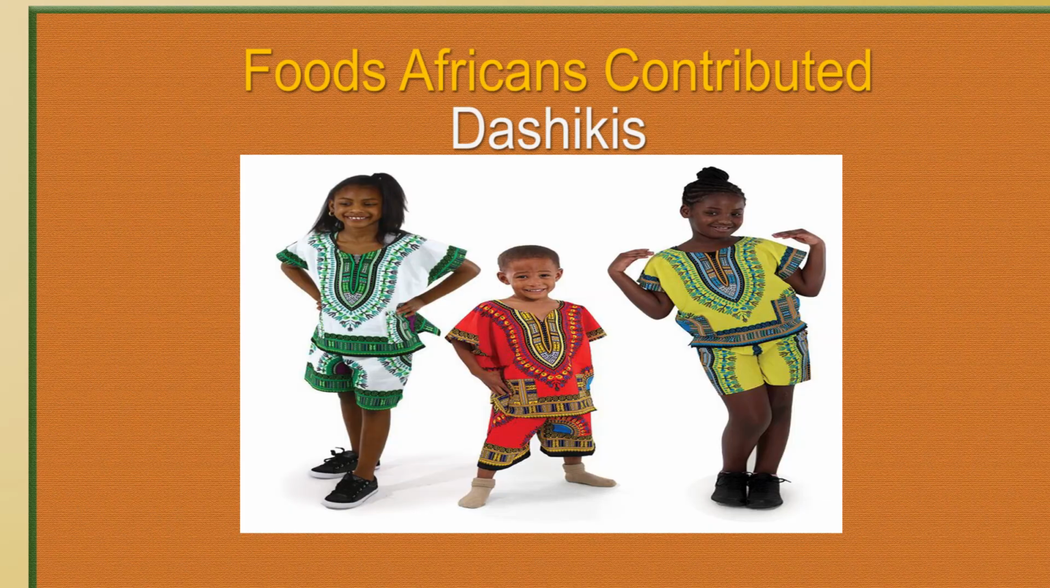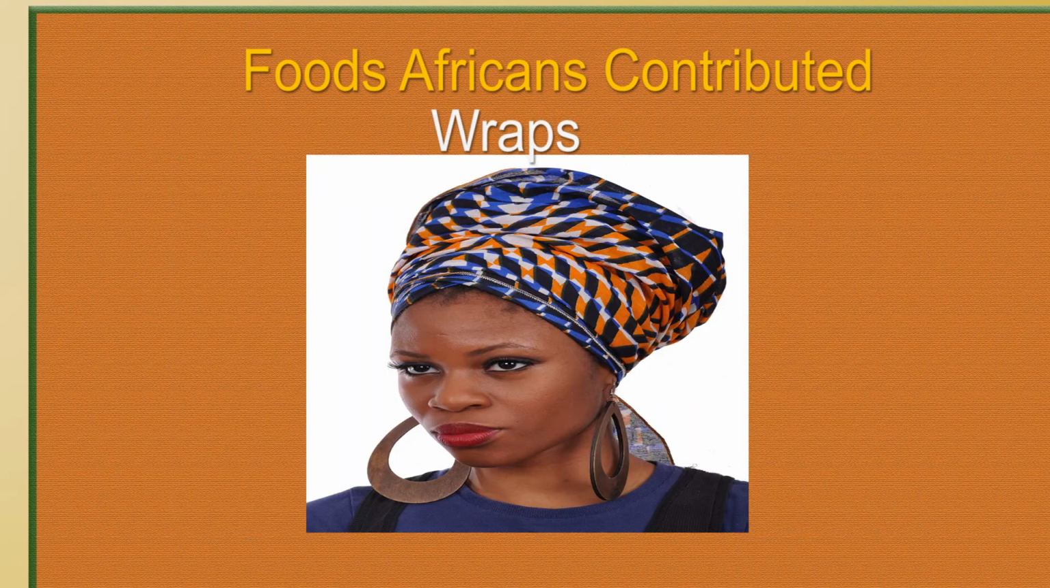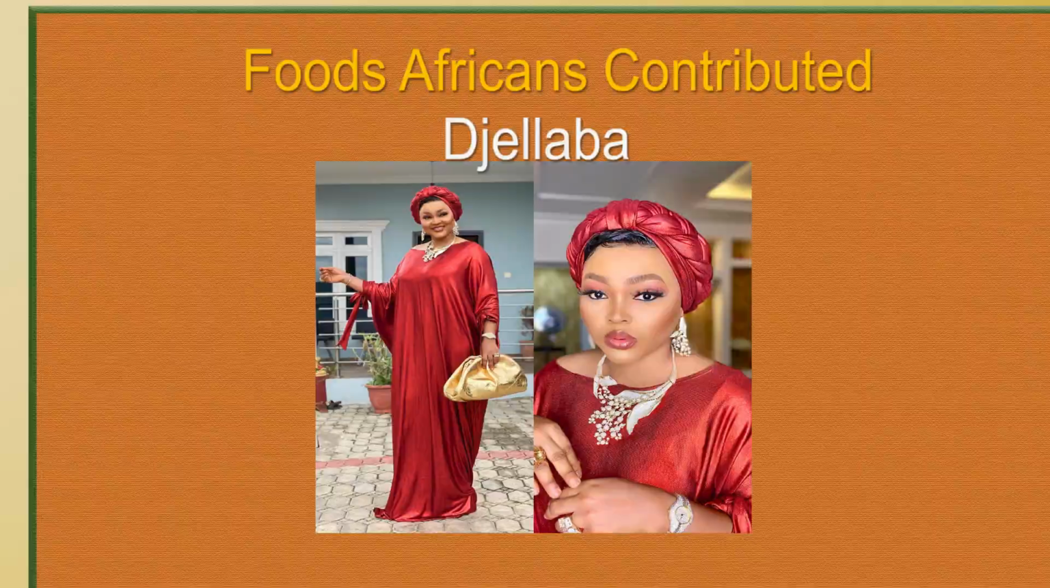Now we're going to move on to discuss the various clothing that were contributed by the Africans. And as you can see from my attire, I'm well affiliated. But there are various types of clothing that were contributed besides the one that I have on. They are the dashikis, head ties, wraps, and the jalaba. The Africans also contributed fine jewelry.